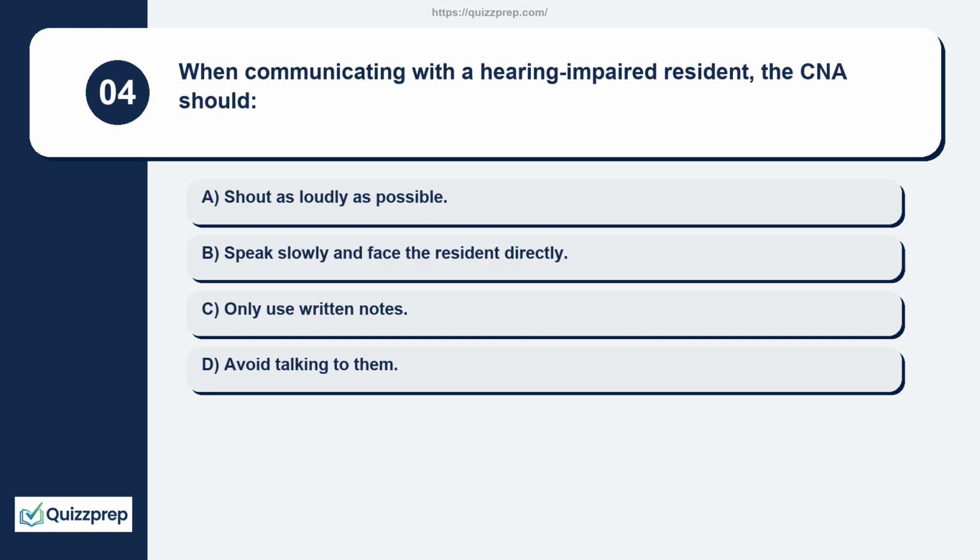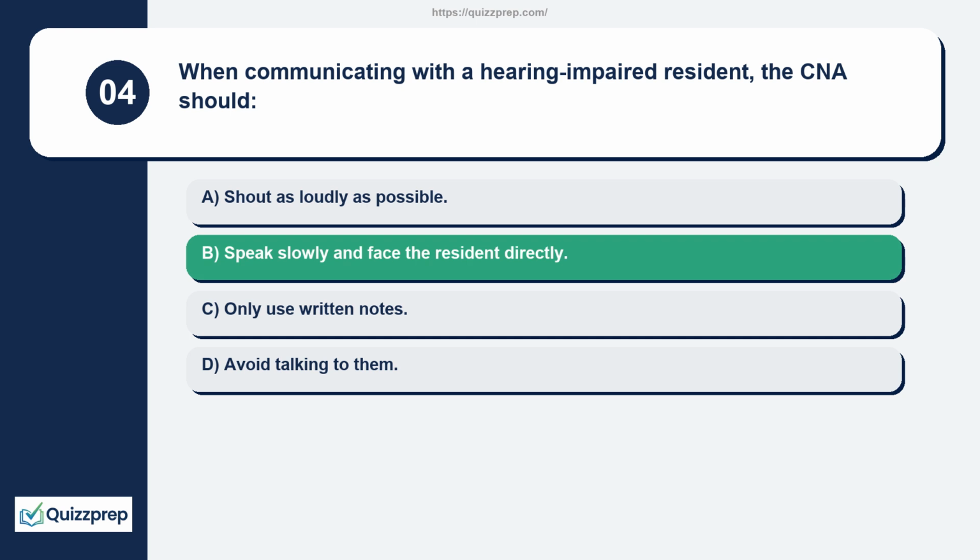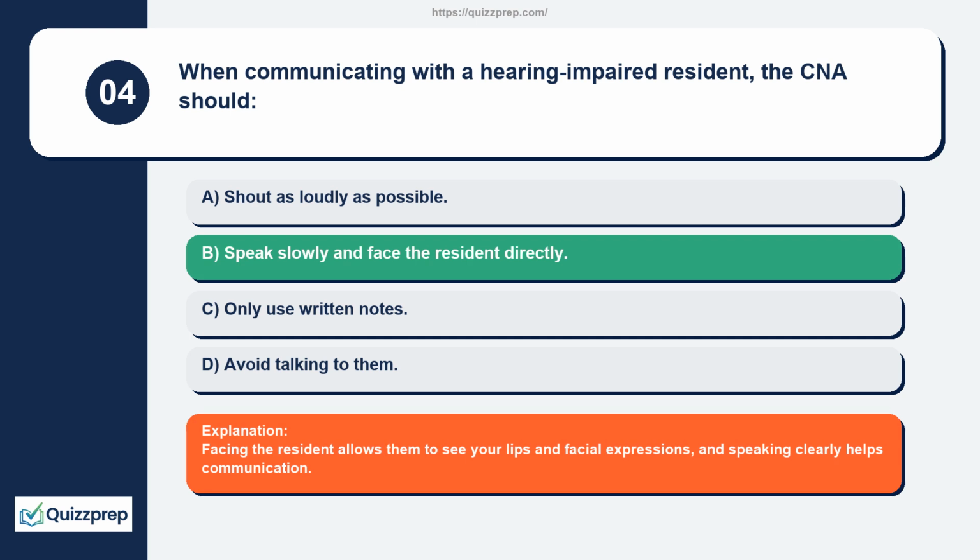Question 4. When communicating with a hearing-impaired resident, the CNA should shout as loudly as possible, speak slowly and face the resident directly, only use written notes, or avoid talking to them. Facing the resident allows them to see your lips and facial expressions, and speaking clearly helps communication.